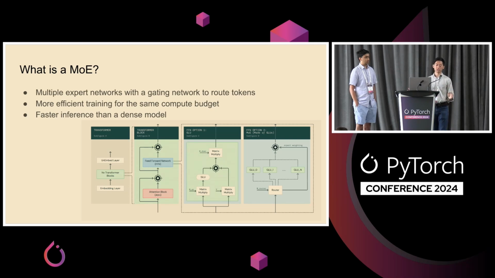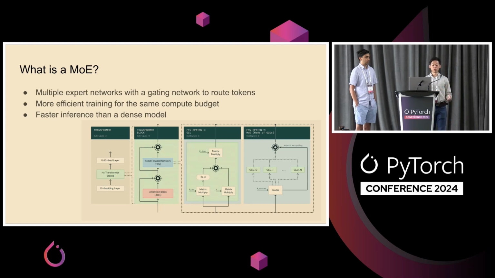So why do you want to use an MoE? There are benefits on the training side and also benefits on the inference side. On the training side, you're able to do more efficient training for some given FLOP budget. This is because for a particular token, only a subset of your experts are seeing that token. So you're able to process more tokens for some compute budget.